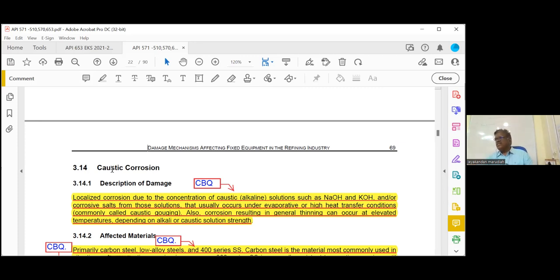What is meant by passivity? In stainless steel, we have a layer. Sorry, what is the layer? Chromium oxide layer. If the chromium oxide layer is damaged, then stainless steel also will have caustic corrosion. So generally it affects carbon steel and low alloy steel. In stainless steel, if the passivity, meaning the chromium oxide layer, is damaged, it will cause corrosion.